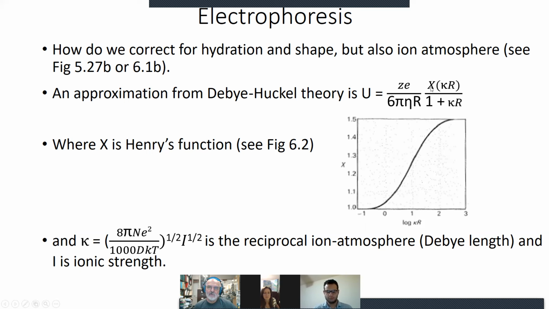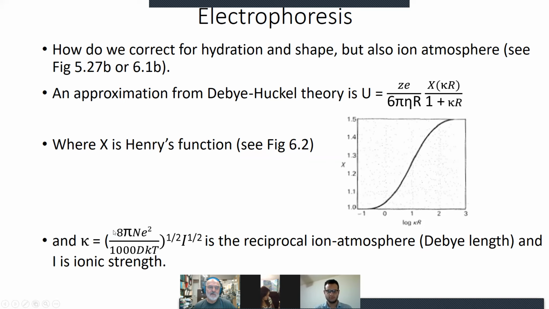The correction factor involves something at the top called a Henry's function. They plot it in chapter 6 to show you what it looks like on a log scale. So you can see it's a factor that only goes from 1 to 1.5 on a log scale. And then the denominator involves this 1 plus kappa r, and kappa has this definition down below. It's known as the reciprocal ion atmosphere. So it depends upon the salt. It depends upon the ionic strength, so the concentration of the salt, the square root of the ionic strength.